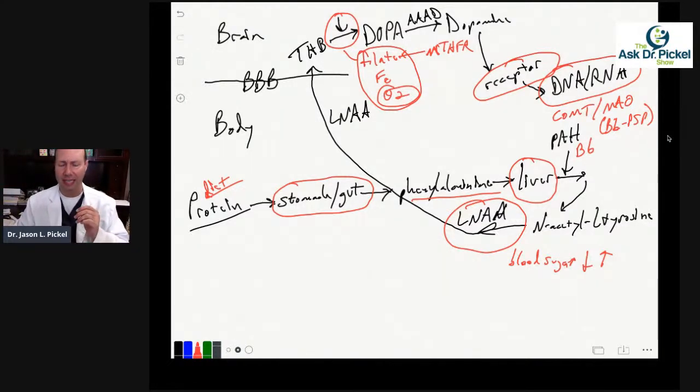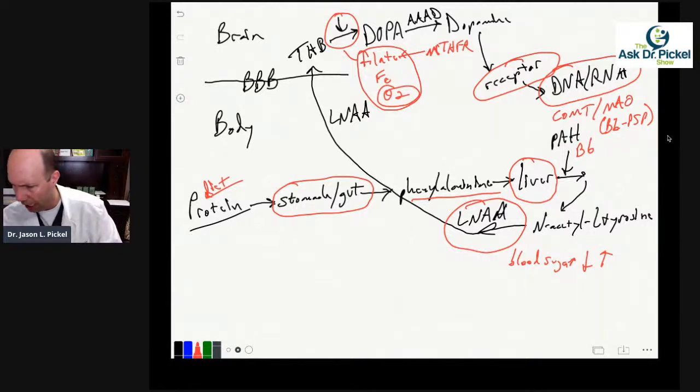Now, one other thing that fits into this too, in fact, I think I want to put that in this other section here. Let's go down here, because another thing that affects dopamine production is progesterone and testosterone.